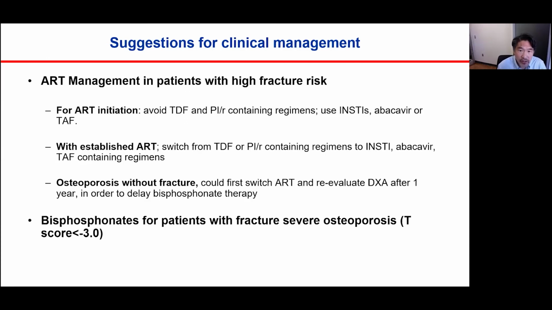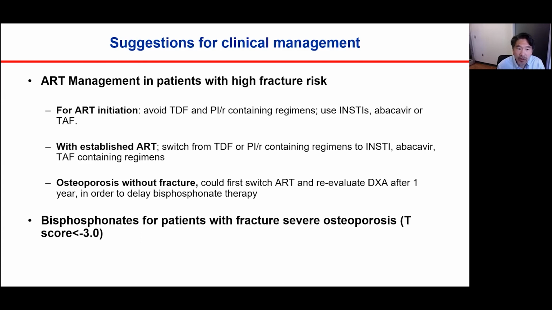As far as suggestions for clinical management, for patients who are high risk of fracture, there are some potential things that we can do with antiretroviral therapy. First, for ART initiation, I think you should avoid TDF and protease inhibitor containing regimens, favoring integrase inhibitor regimens and NRTIs such as abacavir or TAF.